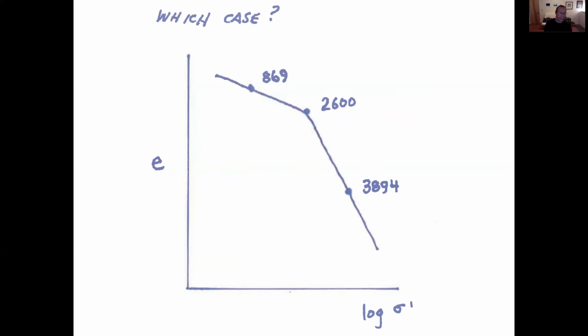We have 869 to begin, 2600 pre-consolidation stress given in the problem. That's a soil property, as are the slopes on this curve. That's commonly given material in a problem. And 3894 is the final stress. So of those three cases, which of those three are we looking at?